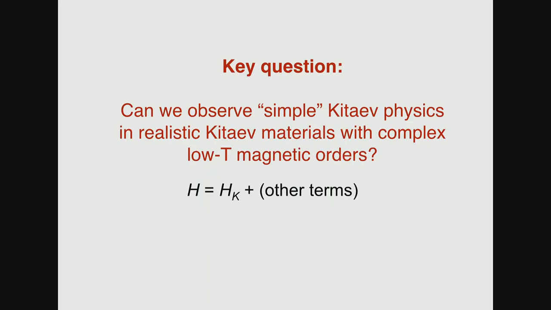So now basically the question is: can we observe simple Kitaev physics in these very complex Kitaev materials with very complex low-temperature magnetic orders? In this case, the goal of my talk is the opposite of what was discussed in the first days. You have iron selenide, such a simple structure, and you beautifully show very complex and non-trivial physics in this compound. Here we have the opposite problem. We have a complex structure, and still we want to look at something eventually very simple.